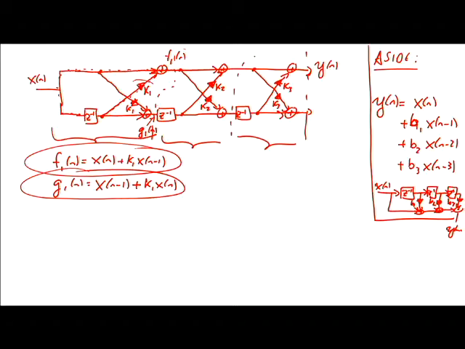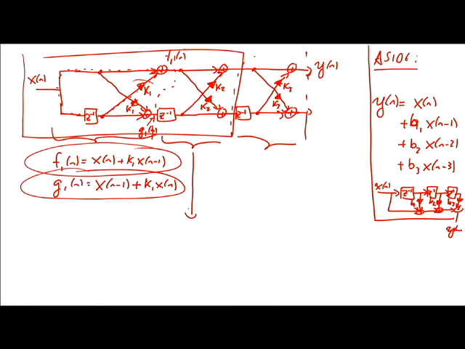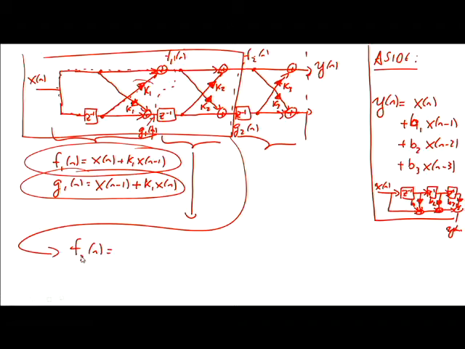Let's repeat. So this section, let's actually not look at just the section. Let's look at everything up to that point, just for fun. So what is, at this point, f2 of n and g2 of n equal to? So f2 of n is going to be equal to x of n.